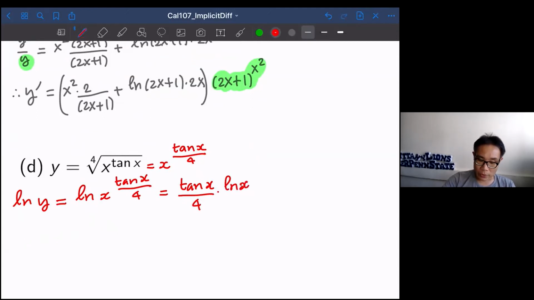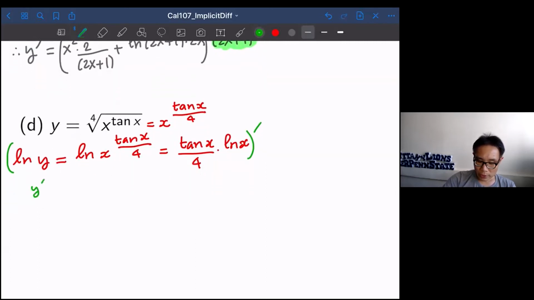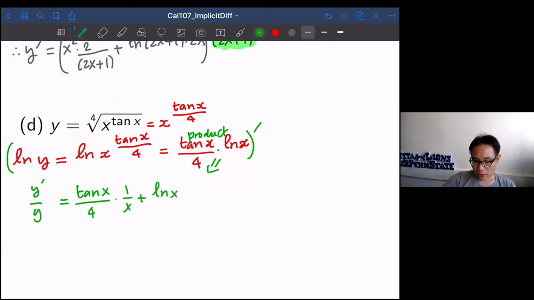And then you differentiate this one. So you get y prime over y. Differentiating this one is going to be again a product. So it's going to be the first derivative of the second plus the second derivative of the first.